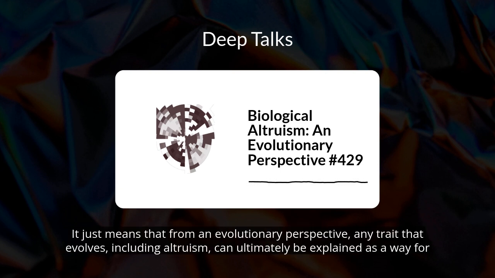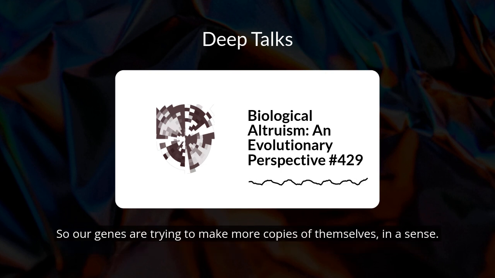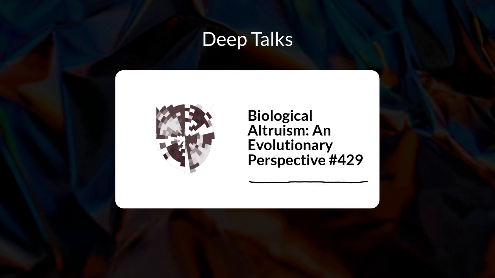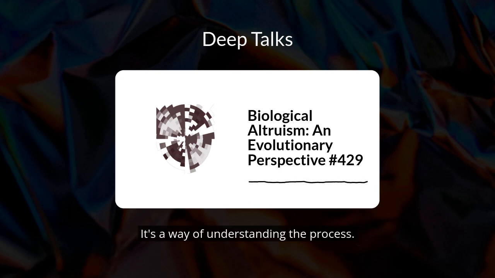It just means that from an evolutionary perspective, any trait that evolves, including altruism, can ultimately be explained as a way for genes to increase their representation in the next generation. So our genes are trying to make more copies of themselves. In a sense, yeah. That's the way evolution works. So it's not that we're being selfish. It's a way of understanding the process.